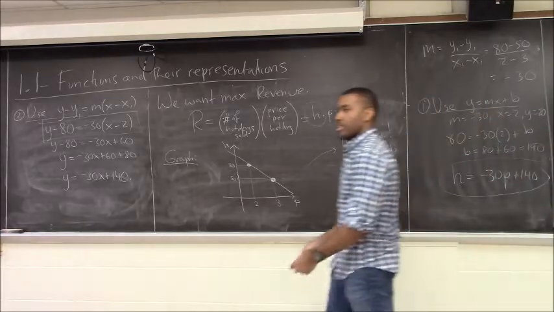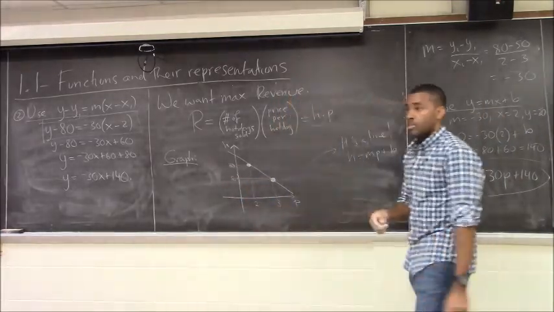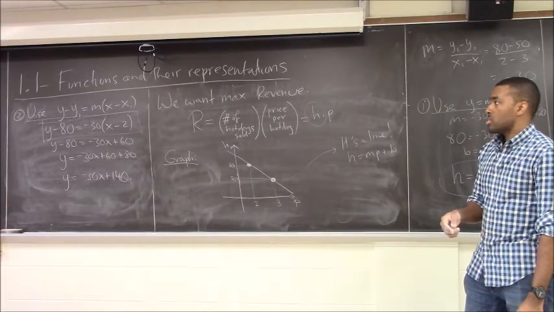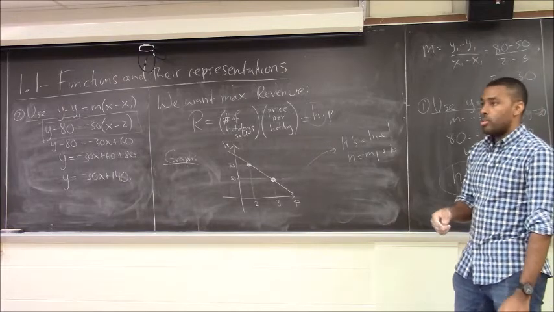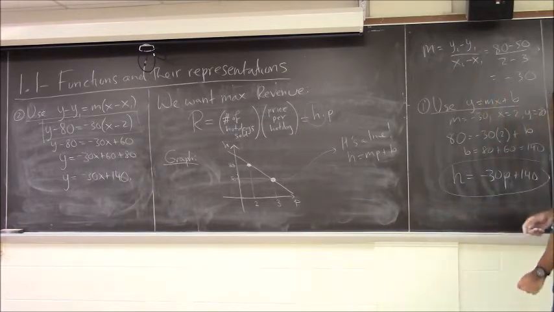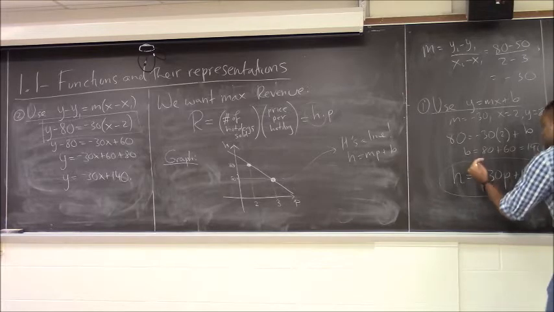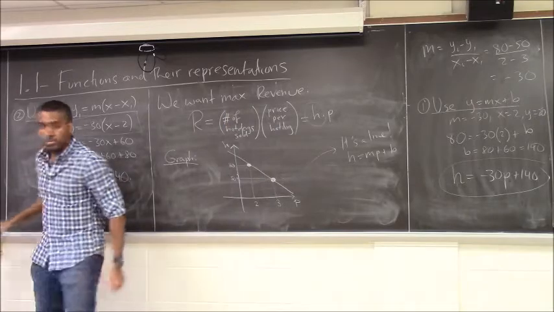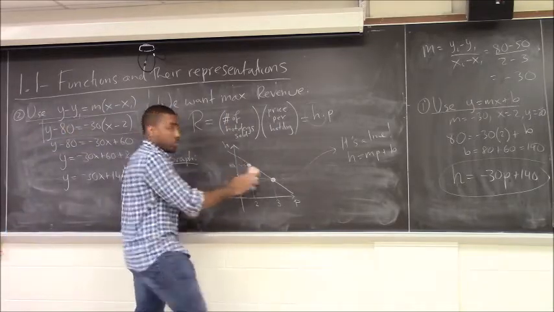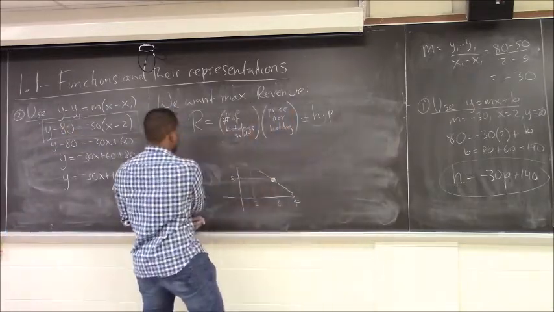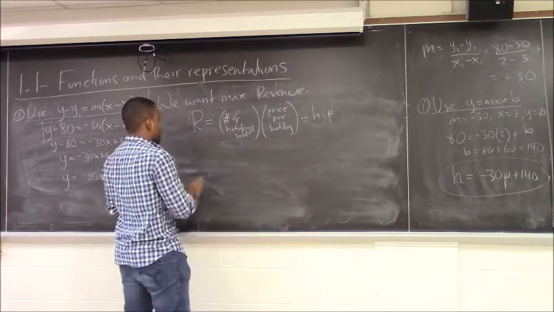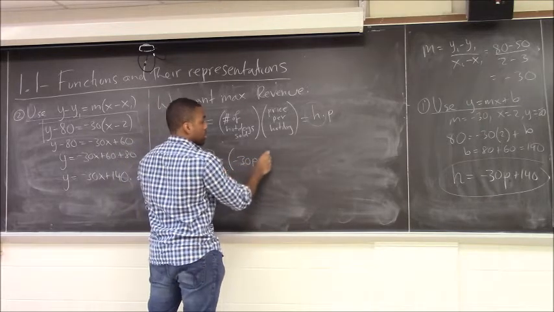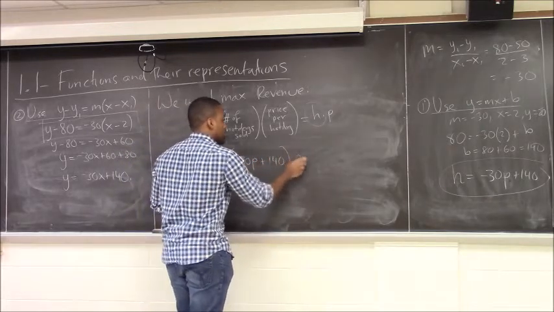Now what? Yes. So if you want to find the max revenue, yeah, you need a revenue function. Okay, so I need a revenue function. Can you substitute your h? Yeah, h is this, so I can take this and put it here. So this is the next step now. So my revenue function is going to be minus 30p plus 140 times p.